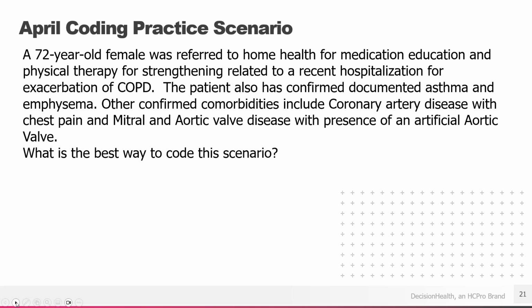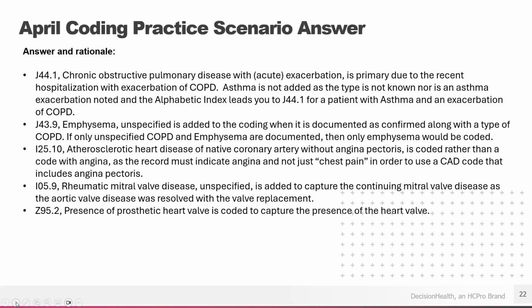Okay, so here's how we would code this. J44.1, really the patient was hospitalized for the exacerbation of the COPD, and this is what we listed as primary. Because of that exacerbation and hospitalization, asthma is not added, as the type is not known, nor is asthma exacerbated.